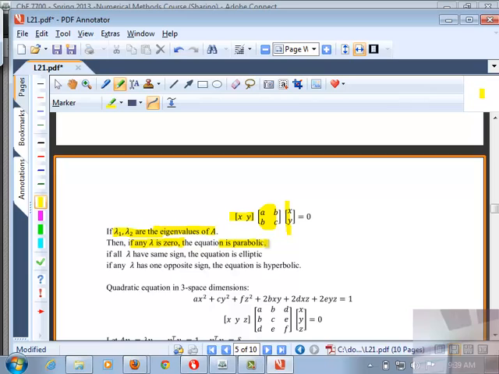Now I have ax squared plus cy squared plus fz squared plus all the first order terms. Sorry, they are still second order terms, because the first order terms don't make any impact, so we just neglected them. So that can be written in this form. The coefficients can be written as a, b, d, b, c, e, d, e, f. All the coefficients of the quadratic terms. Once again, the same classification.